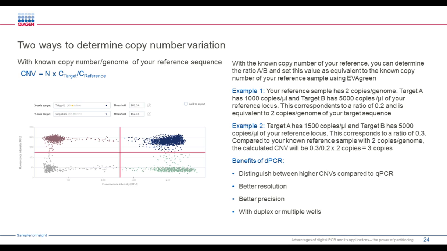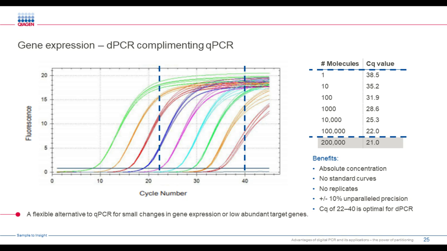So this is a little bit different. Of course, you can also do it using the absolute quantification, when you have CNV equals n times the concentration of the target divided by the concentration of the reference, using a probe-based approach as well.